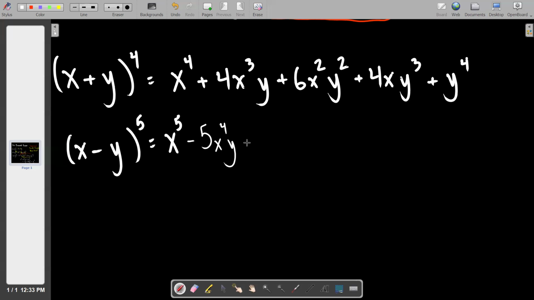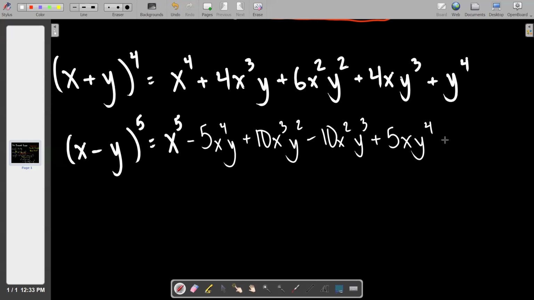Next one. Add 10, x to the third and y squared. Nice. Next one. Minus 10, x squared y cubed. Next one. Plus 5xy to the fourth. Last term. Minus y to the fifth. Fantastic.